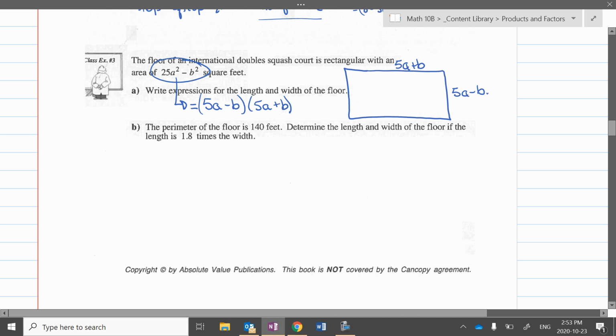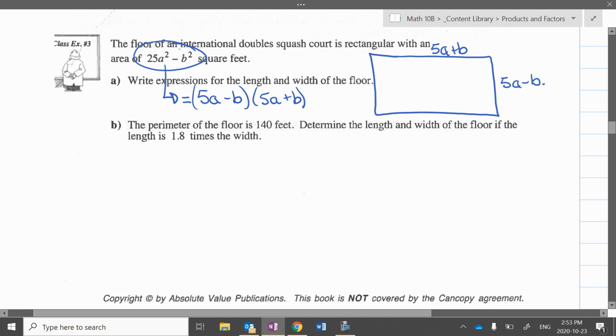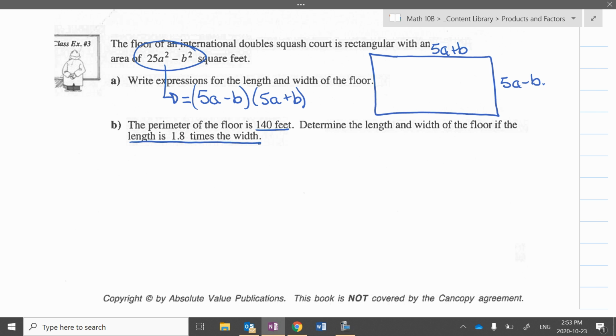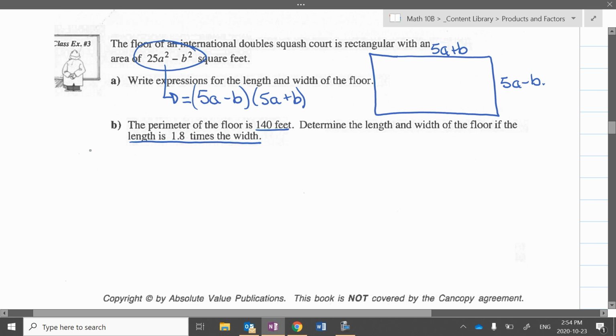So now where the real 7-8 comes in is question B. So the perimeter of our floor is 140 feet. Determine the length and the width if the length is 1.8 times the width. So we are given 2 pieces of information here. Let's start with the first sentence. That's usually helpful. Let's start with our perimeter. So perimeter is 140, which means we have 2 lengths and 2 widths to equal that. Well, above, we just labeled what our length and width was. So let's fill that in.